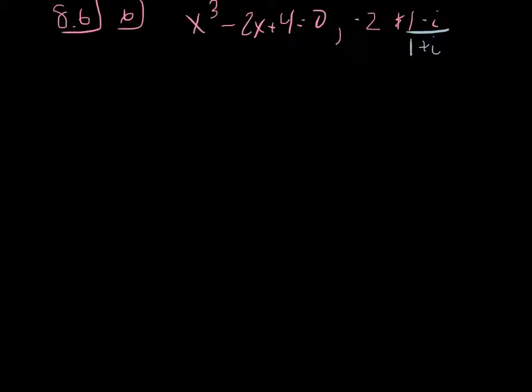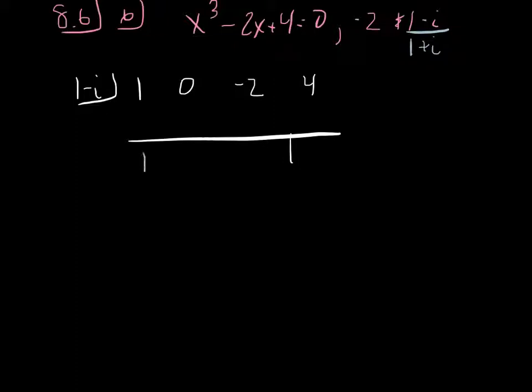You can sub it in, or you can use synthetic division. Either way, I'll use synthetic division. Synthetic division is not great here because of the i, but it will work, and you get 1 minus i times 1 minus i. I'm going to have to come out here and work this out, squared.